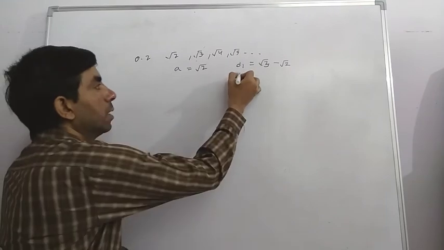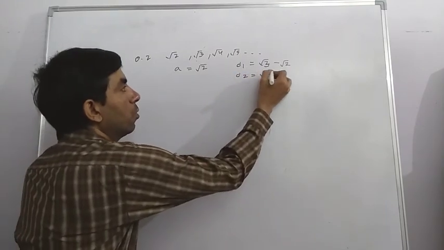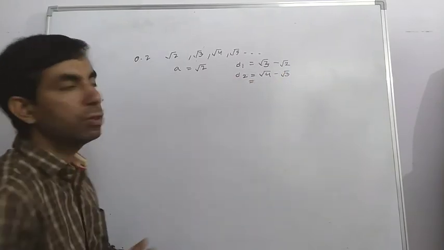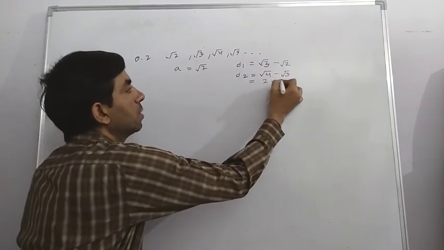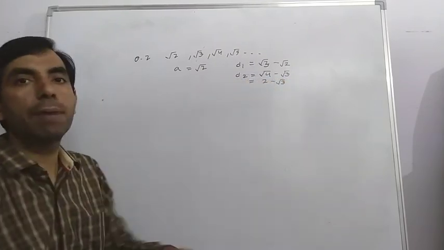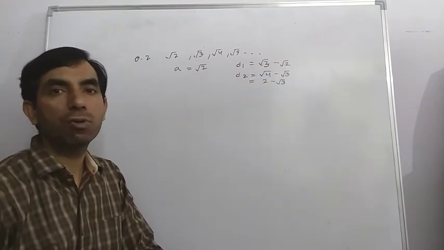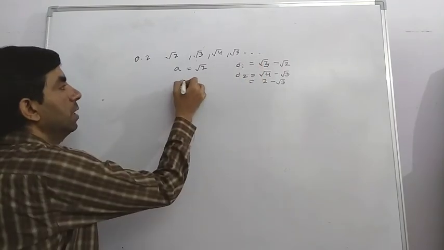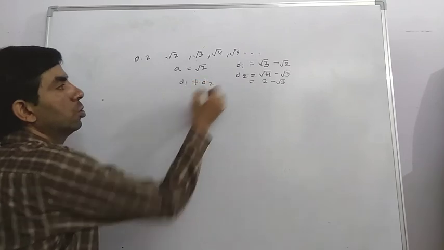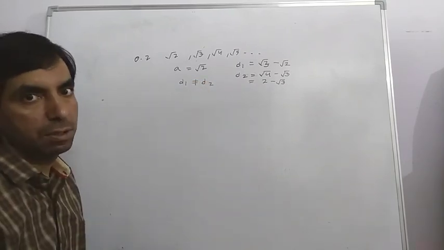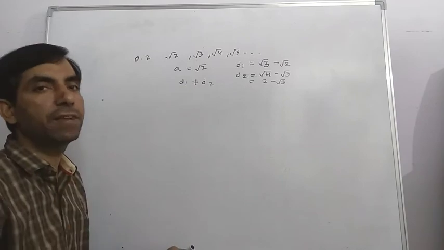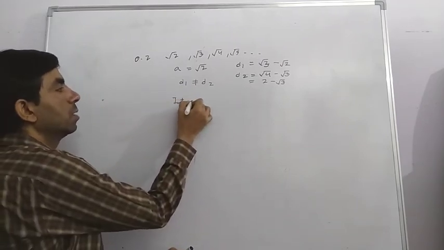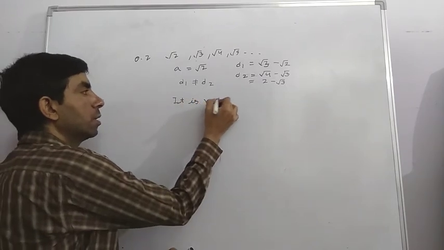For D2, root 4 minus root 3, the value of root 4 is 2, minus root 3. Here also the roots are not the same, so we cannot calculate it. So D1 is not equal to D2. So it is not an AP series, because in an AP series each difference is equal.